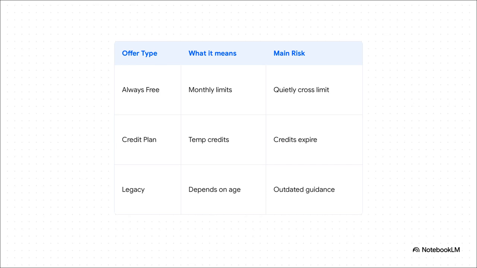First, you've got always free. This means small monthly allowances that reset every month. But the risk here? Your usage can actually cross that limit really quietly if you're not paying attention. Then you've got the credit-based free plan for new accounts. This gives you temporary credits. But remember, credits do expire, and your spending habits carry over. Finally, there are service trials or legacy rules, which totally depend on your account age. This basically means that old blog posts you find might be giving you completely outdated advice. Treating all three of these as one uniform program is exactly how avoidable waste happens.